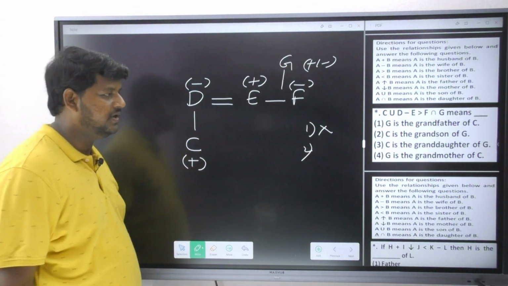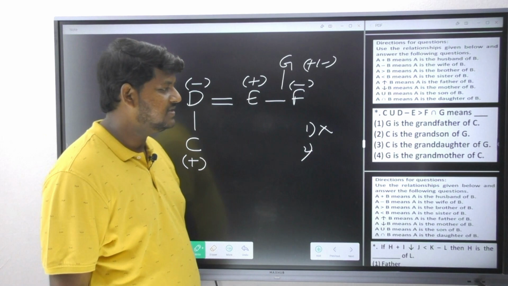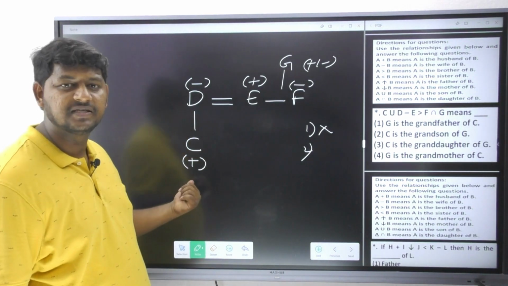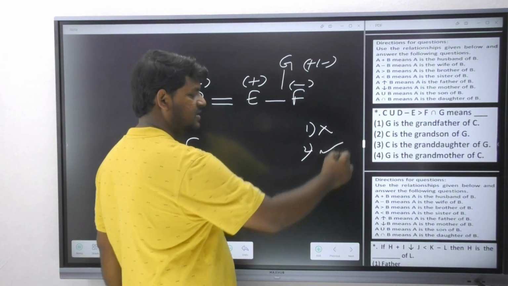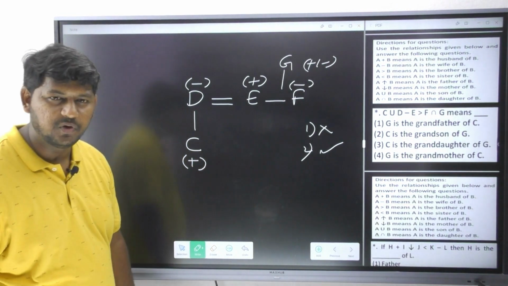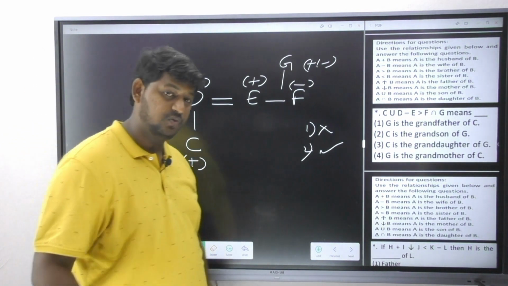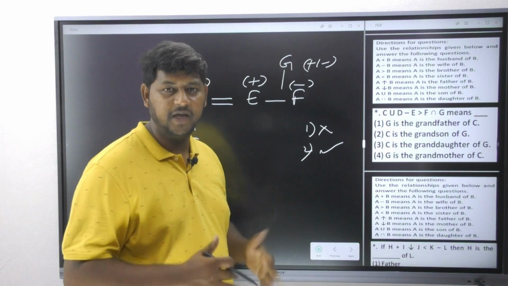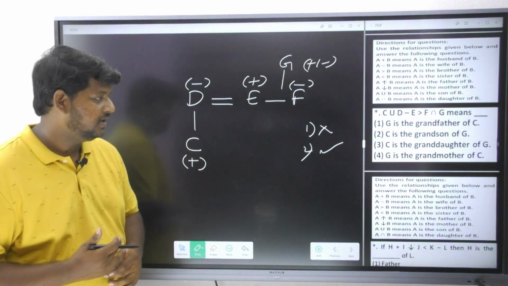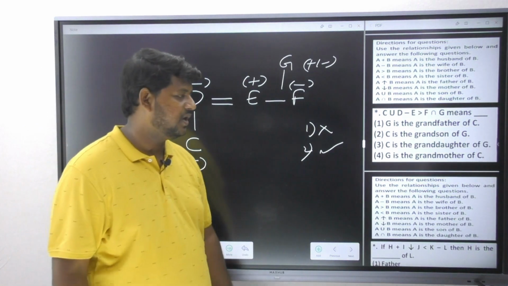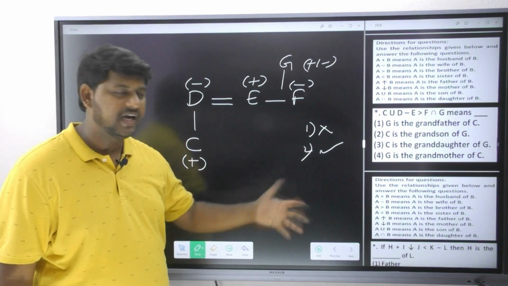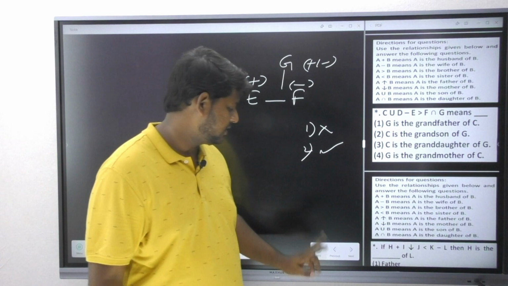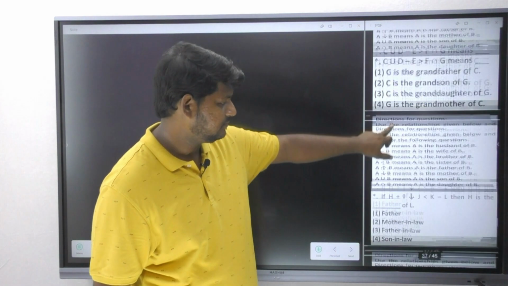Let's go with the second one. C is the grandson of G. Definitely grandson of G. So the second one is correct. I don't have to worry about the third and fourth options. If at all you still want to check, yes, you can do it in the examination, but a lot of time will be wasted. So the answer is 2. I'll just move forward.